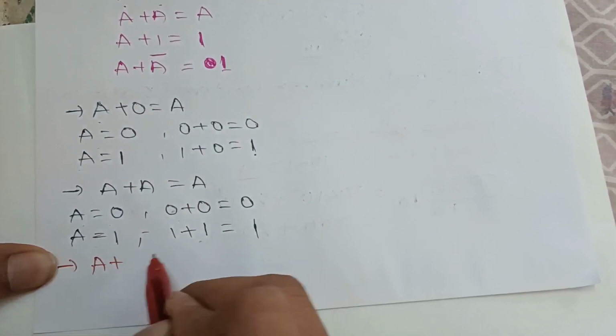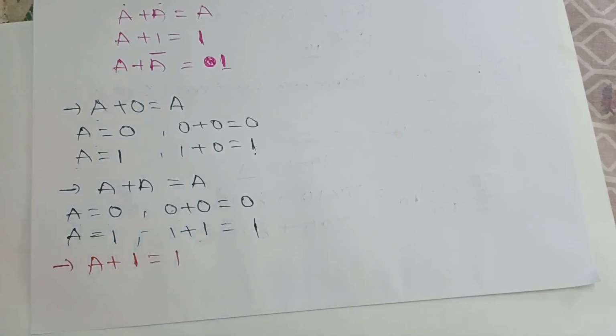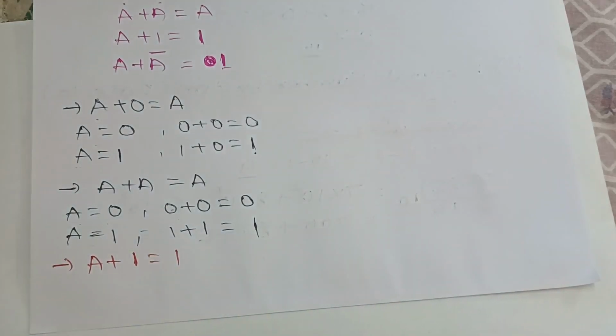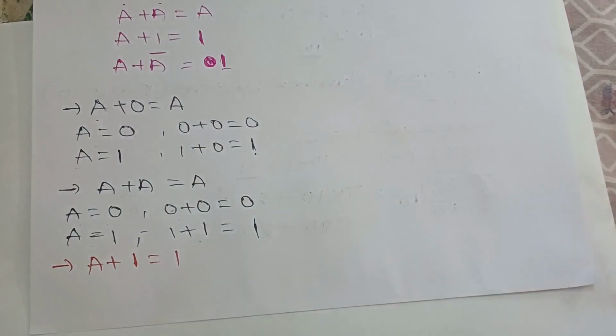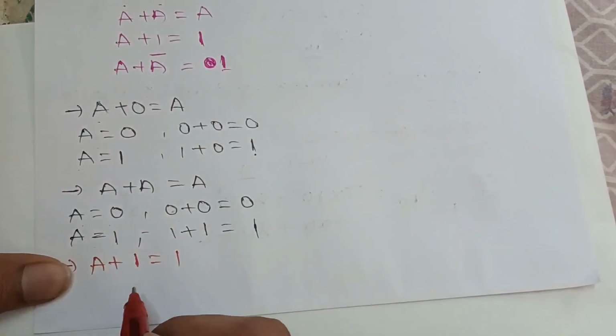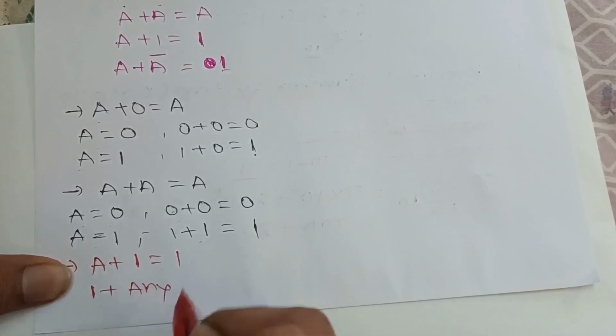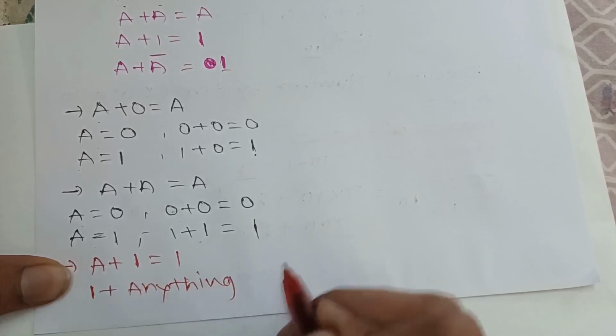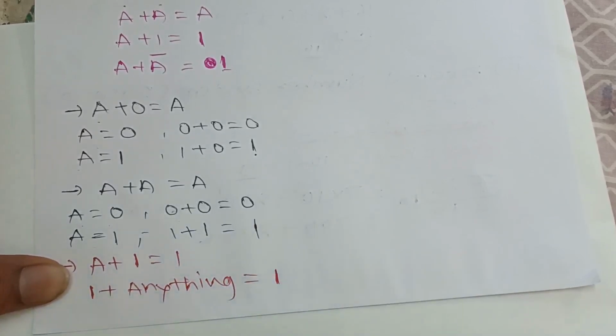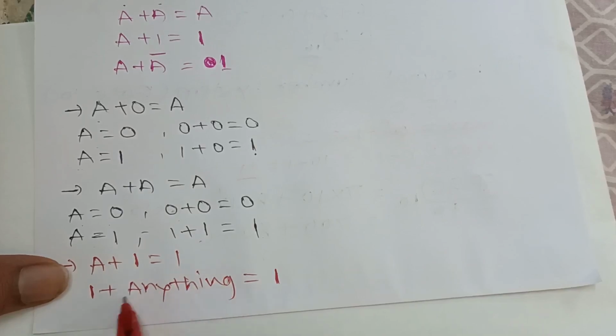A plus 1 equals 1. So this is the most important theorem related to the OR gate. What it says is: 1 plus anything, the result is going to be 1. We don't care what is written in "anything", or the position of anything.